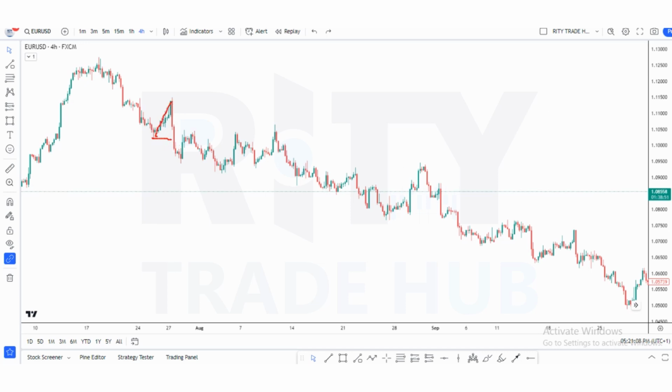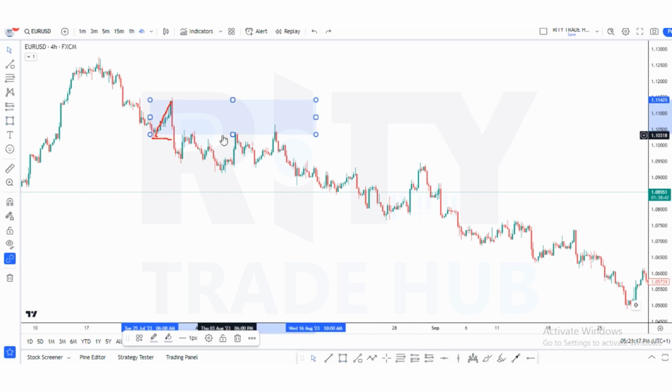If we mark this level or zone as our order flow zone, then we will have something like this. As you can see, price mitigated the order flow and pushed lower.